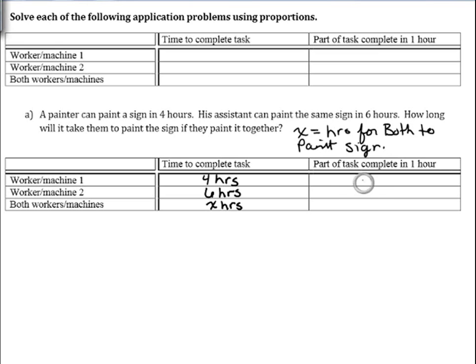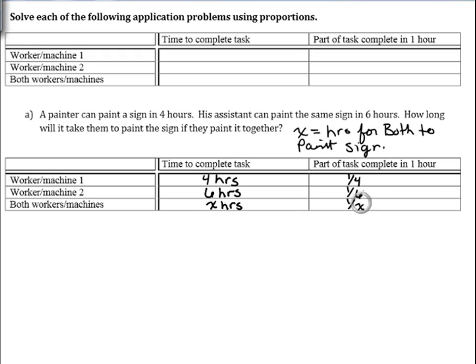Now, for the part of the task that they can complete in 1 hour: if it takes the first painter 4 hours to complete the entire sign, then 1 hour is 1/4 of that time, and so he will be able to complete 1/4 of the task in 1 hour. Similarly, the second painter can paint the entire sign in 6 hours. That's 1/6 of the time, and so he can complete 1/6 of the sign in 1 hour. And also for both of them, it's going to be 1/x. It's going to be the part that they will be able to paint in 1 hour.